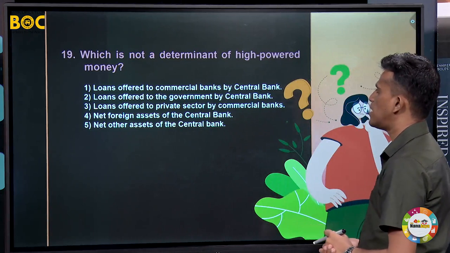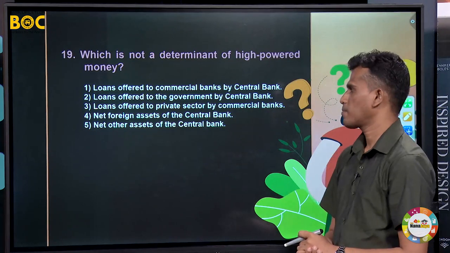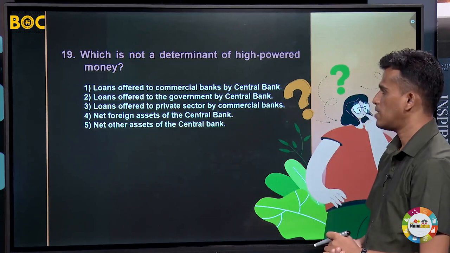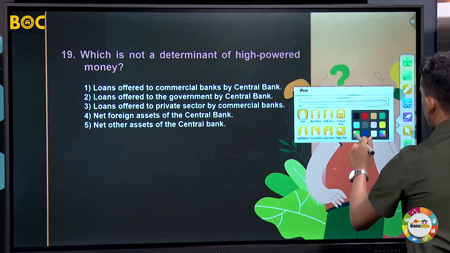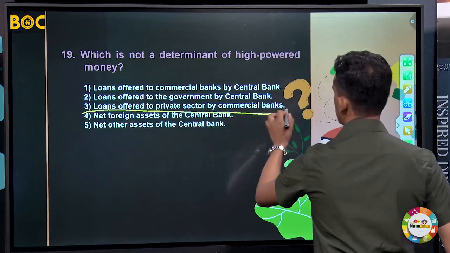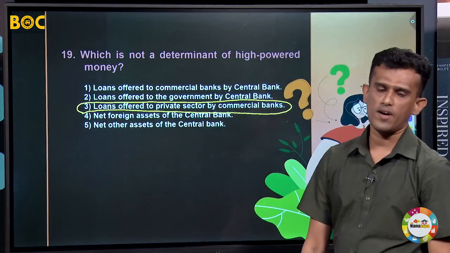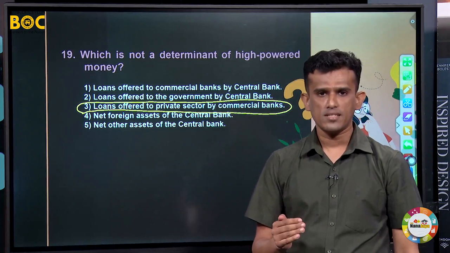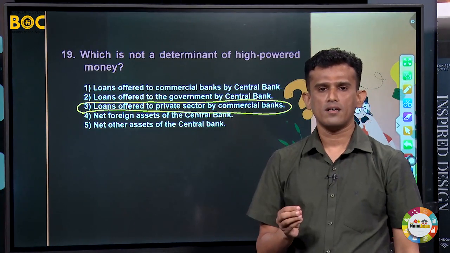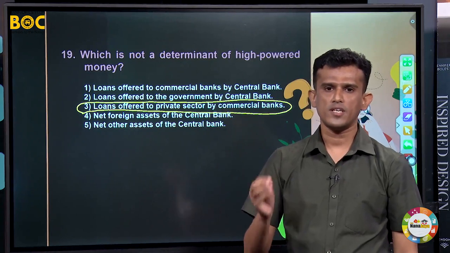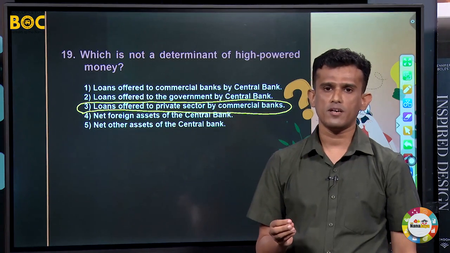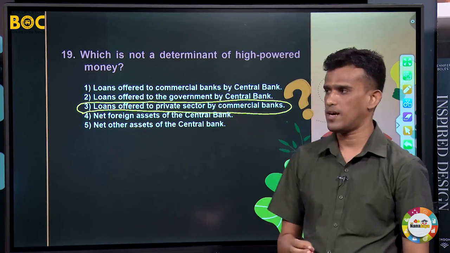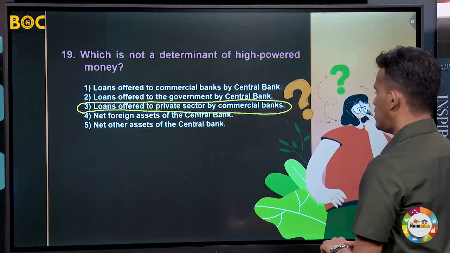Loans offered to the commercial banks by the central bank are a determinant of high-powered money. Loans offered to the government by the central bank are also a determinant. But the third, loans offered to the private sector by commercial banks, is not a determinant of high-powered money because it is not a net asset of the central bank. The commercial banks offering a loan to the private sector is not an asset of the central bank. Therefore, it is not a determinant of high-powered money. High-powered money is decided upon the net assets of the central bank. So the answer number 3 is the answer for question number 19.